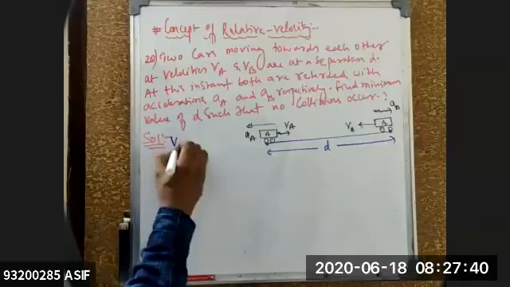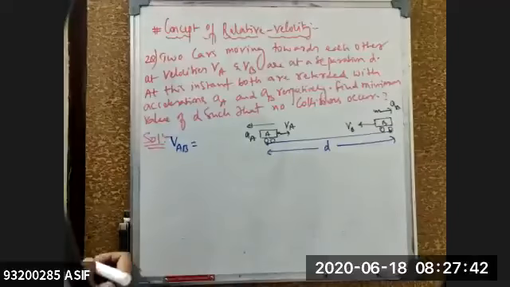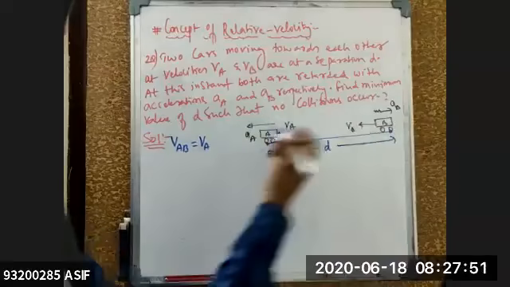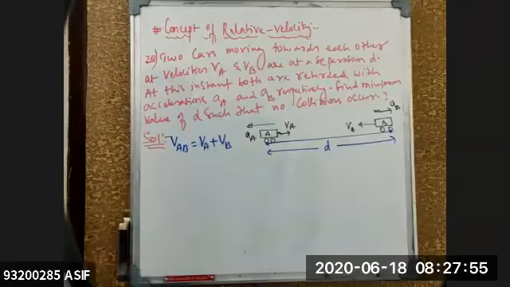Yes, sir. Okay. Now tell me, what is the velocity of your A with respect to B? Anyone? VAB. VAB equal to VA plus VB. VA plus VB. Very good, because they are moving in opposite directions. Minus minus becomes plus. I'm writing that step directly here. So it is VA plus VB.